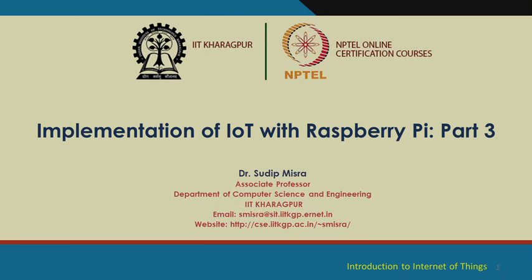Hello. In this third part of this implementation of IoT with Raspberry Pi, we'll be covering the topics we discussed in the previous two lectures, that is integration of sensor with your Raspberry Pi. Then in the previous lecture, we configured the Raspberry Pi as a client device, and we configured another desktop PC as a server device, and we initiated communication between this client and server, and we also initiated storage of data when the data is being uploaded onto the server.